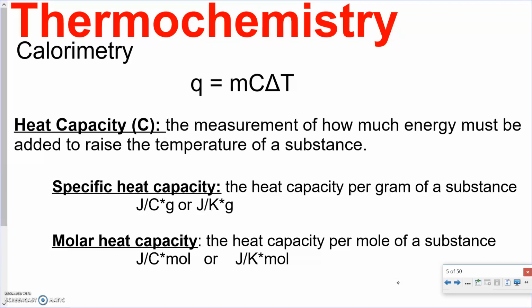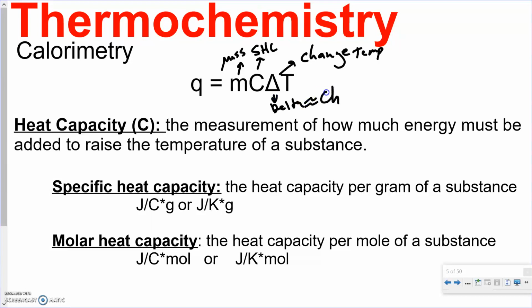Q equals mc delta T, or MCAT, where m is, of course, still mass. Okay, c is our specific heat capacity, and delta T is our change in temperature. Okay, and of course, hopefully we know that this weird little triangle thing is delta, and that is change. So we'll see a lot of deltas through this chapter. We'll see delta H, delta S, delta G, and of course delta T.